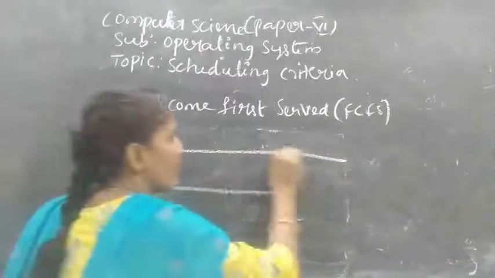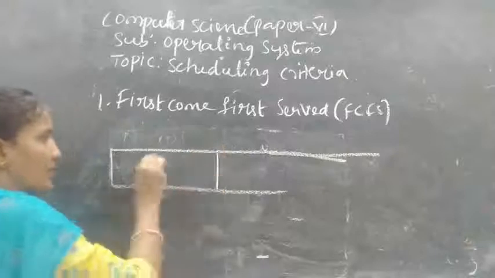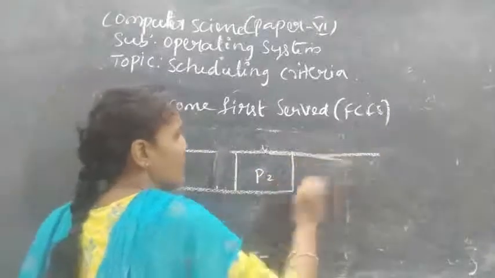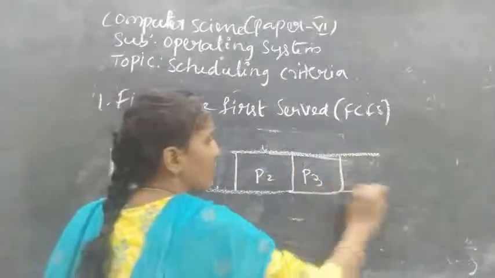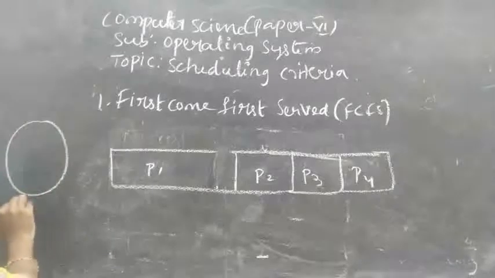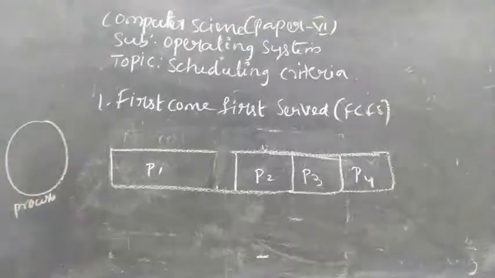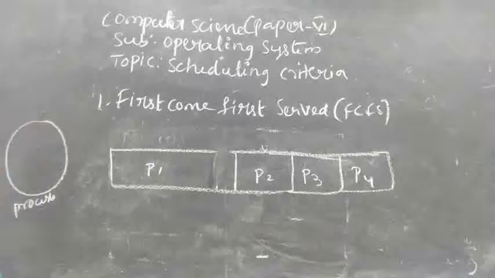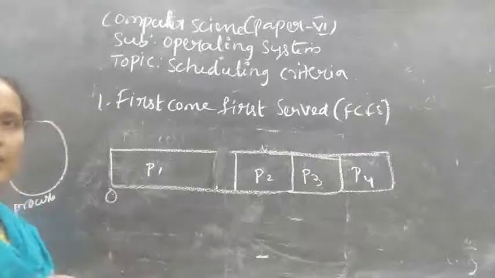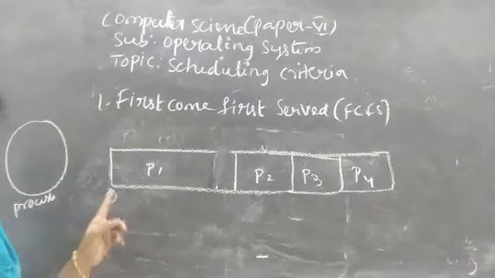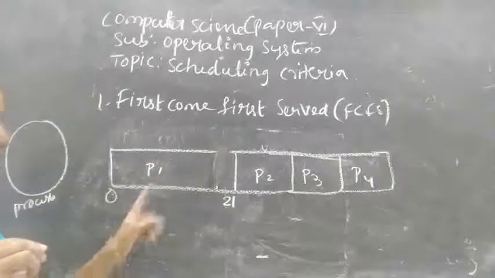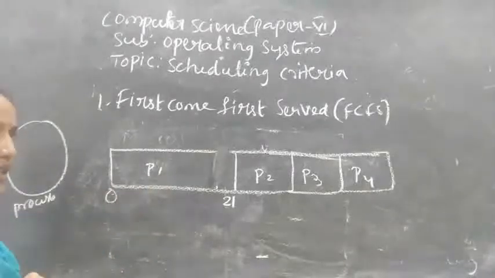How many processes do we have? P1, next P2, next P3, next P4. Here we have a CPU, this is the processor. Understood? Now, what is the burst time? Arrival time is 0. For P1, how much time does it need for execution? I have given 21. It's 21. Clear? Now, P2. How much is the burst time of P2?